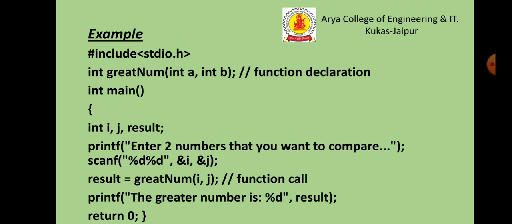Here is an example. GreatNum is a function, and at declaration time we write the arguments also, int a, int b, and int is the return type also. i, j and result are the variables in the main function. We take the values of i and j from the user, and the i and j values are passed to the function greatNum.